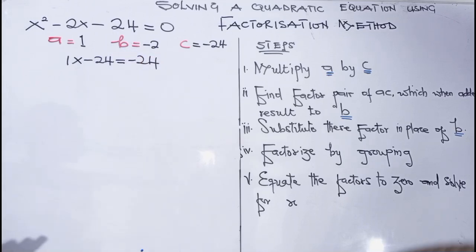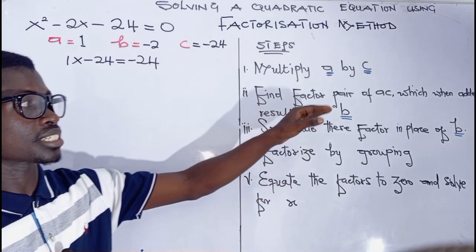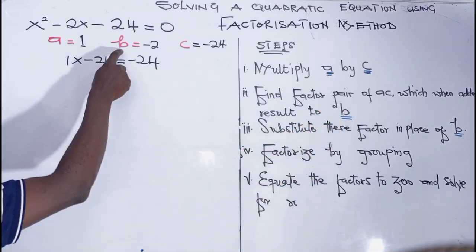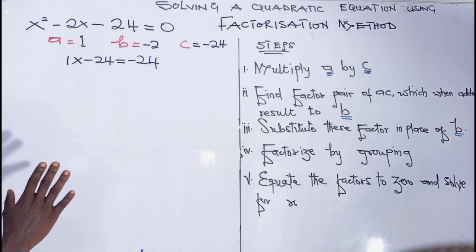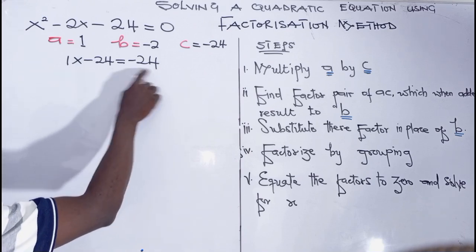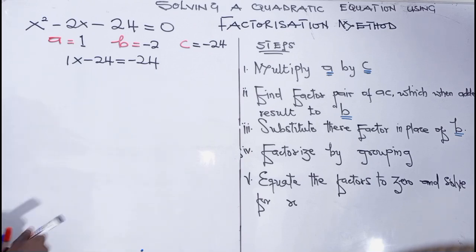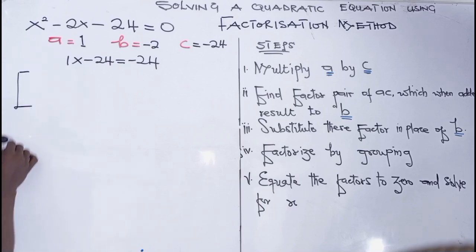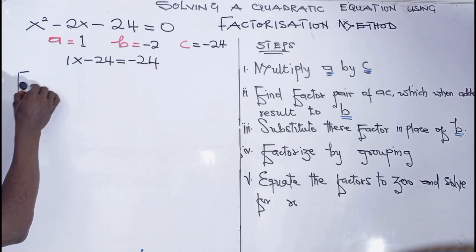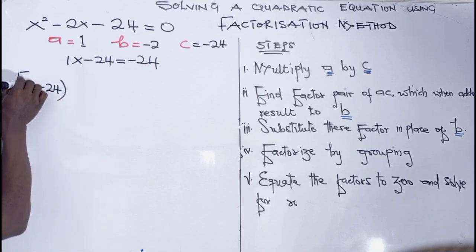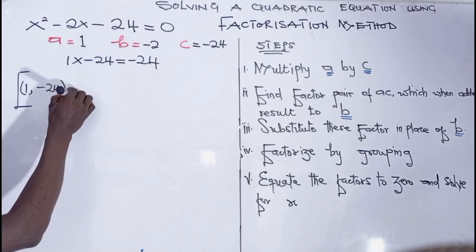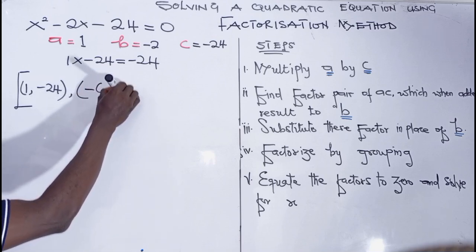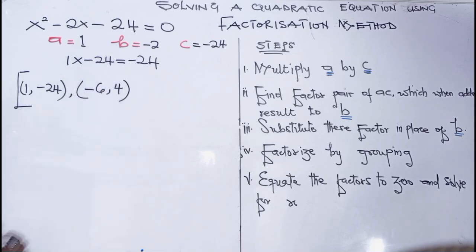So once we are done, we move on to the second step, which says find the factor pair of AC, which when added results to give us B. So this is B. This means that we are going to look for two numbers that when we multiply, we are going to get what? Negative 24. So let's write these factor pairs. So we can have 1 and then minus 24. It is going to give us negative 24. We can also have minus 6 and then 4. It is going to give us minus 24.